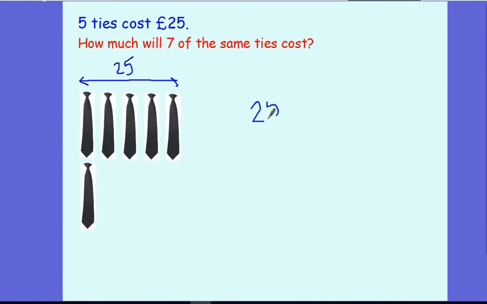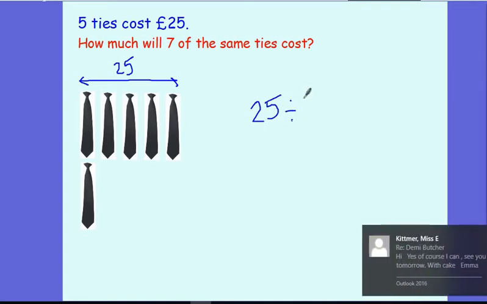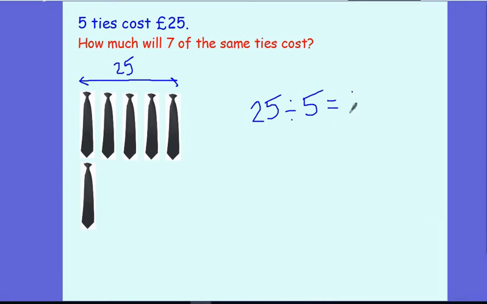25 divided by 5, which tells me that 1 tie will cost me £5. There's my 1 tie, it cost me £5. 5 of them were £5 each, adding up to 25.